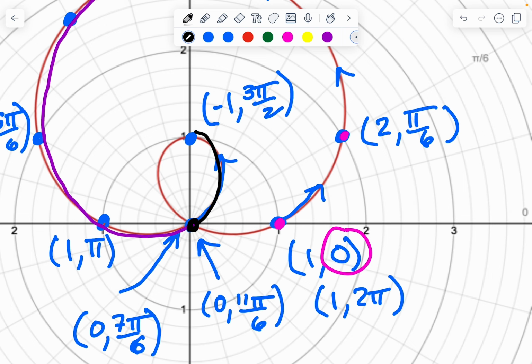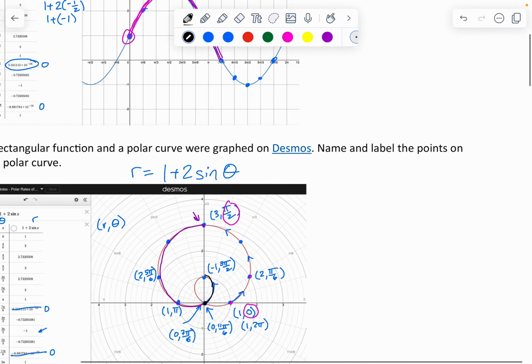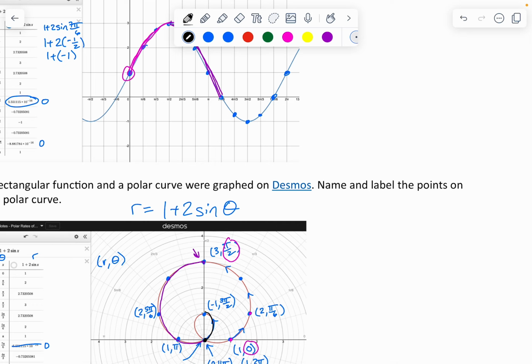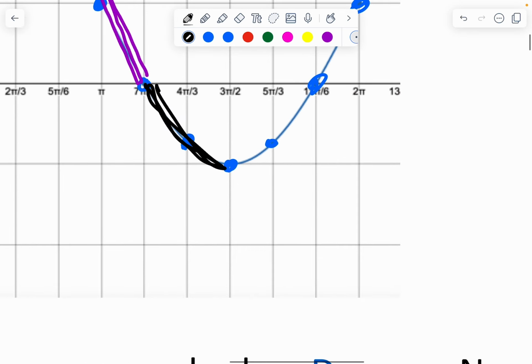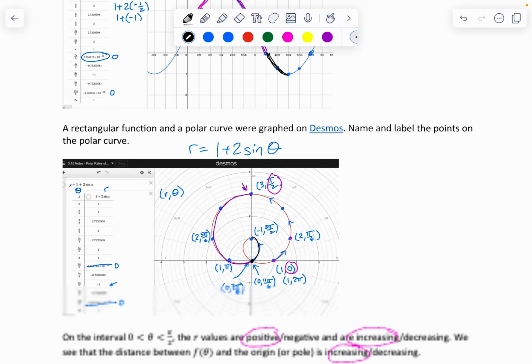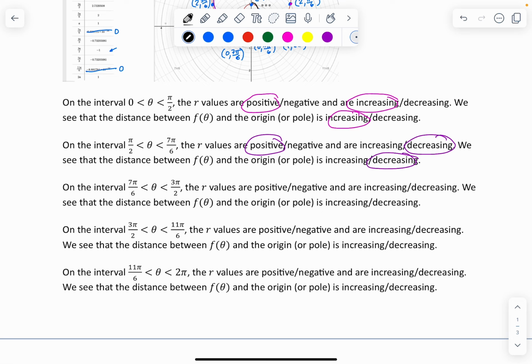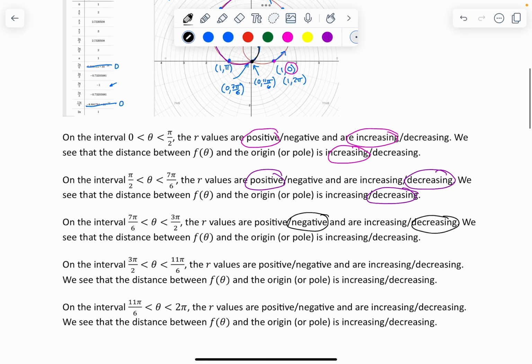Notice we're at the pole, and then we're getting farther and farther away from the pole. We get as far as 1 unit away. When we look at this graph, we were here, 7 pi over 6 to 3 pi over 2. Our values are negative and decreasing. The R values are negative and they're decreasing.